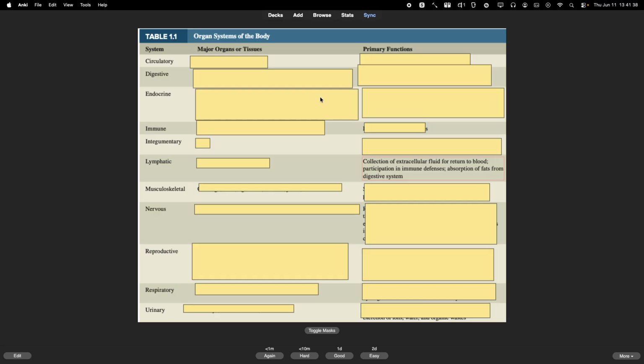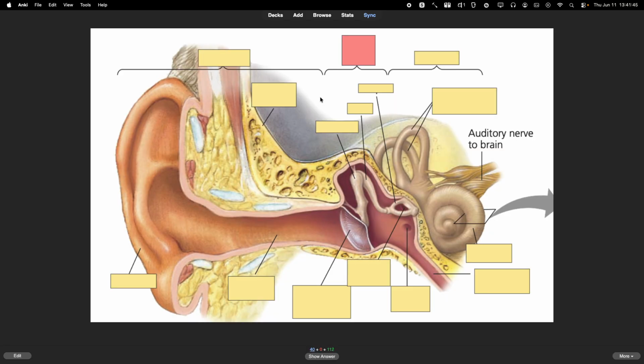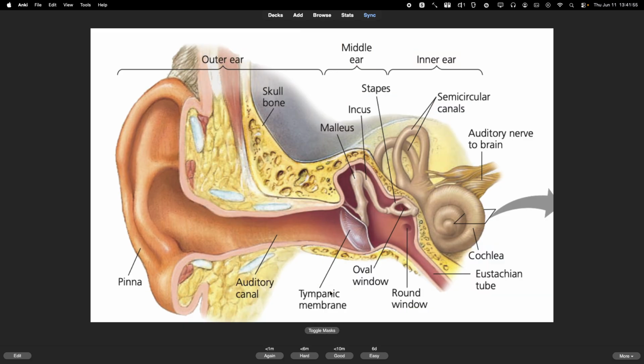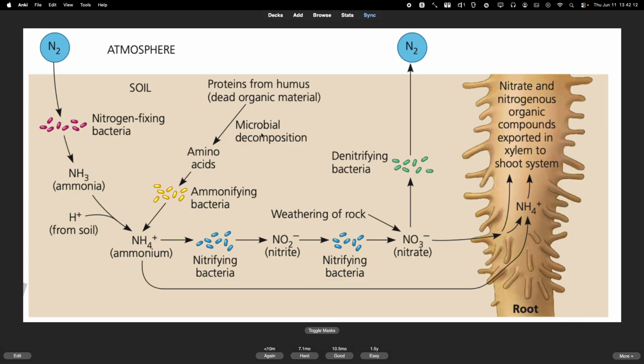Yeah. Let's go. Arrangement of leaves on a plant. This is fantastic. This is the middle ear. Yeah, I'll do this so you guys can see the whole thing. That should be, we're looking at the red bugs here, that should be protons, like H plus in the soil. If you can see the whole diagram, I can explain to you what's going on here.